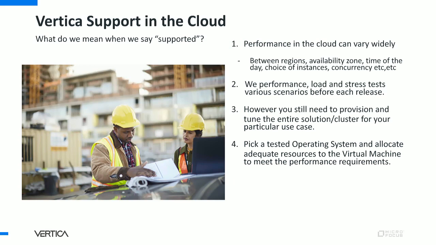At Vertica, we performance, load, and stress test our product before every release. We have a bunch of use cases. We go through all of them, make sure that we haven't regressed any performance and make sure that it works at the standards and gives you the high performance that you've come to expect. However, your solution or your workload is unique to you, and it is still your responsibility to make sure that it is tuned appropriately. To do this, one of the easiest things you can do is pick a tested operating system, allocate the virtual machine with enough resources, and pick something that we recommend because we have tested it thoroughly. It goes a long way in giving you predictability.